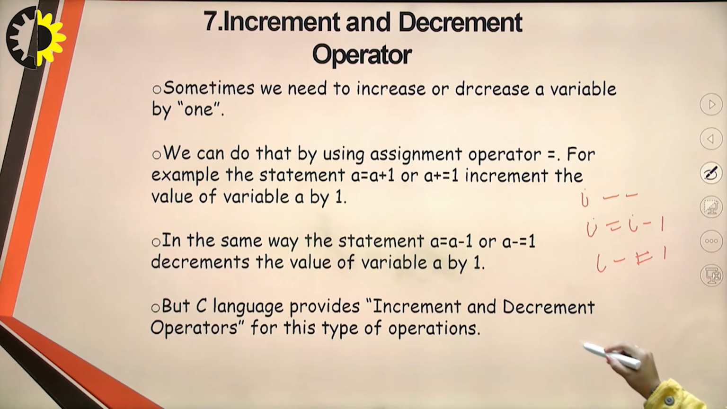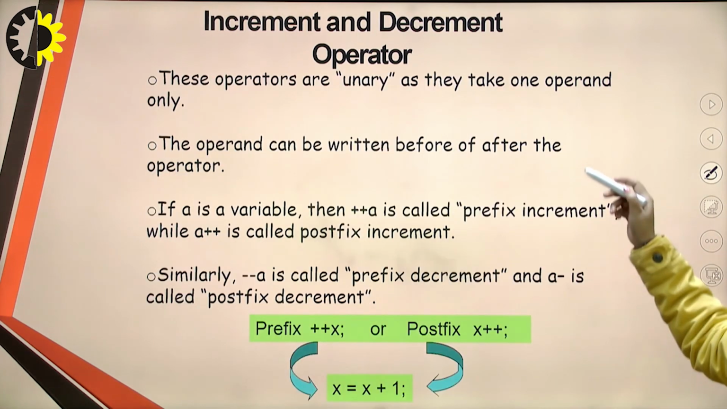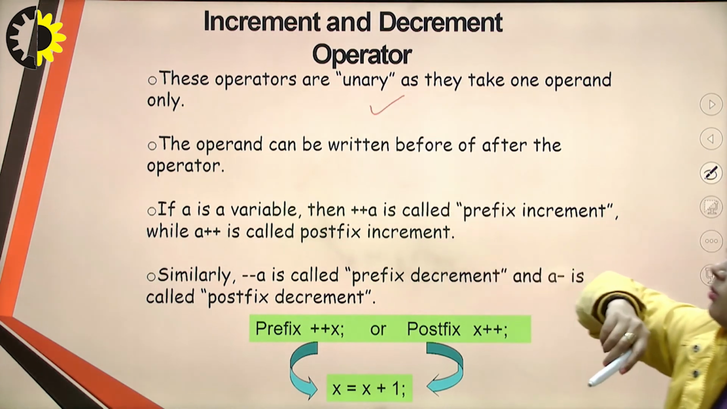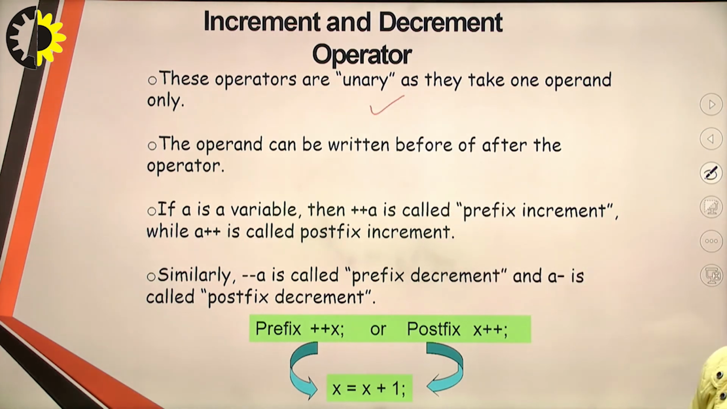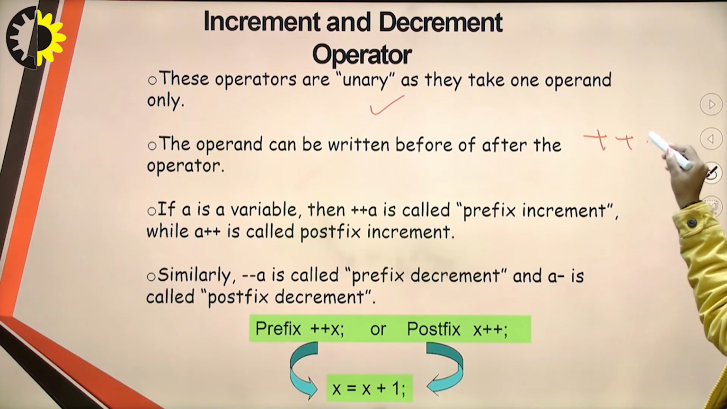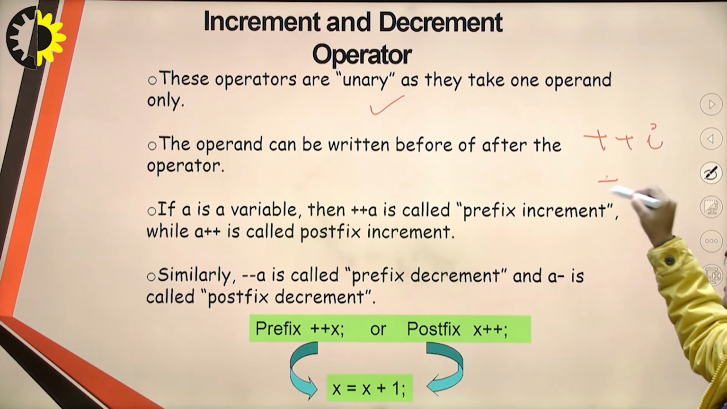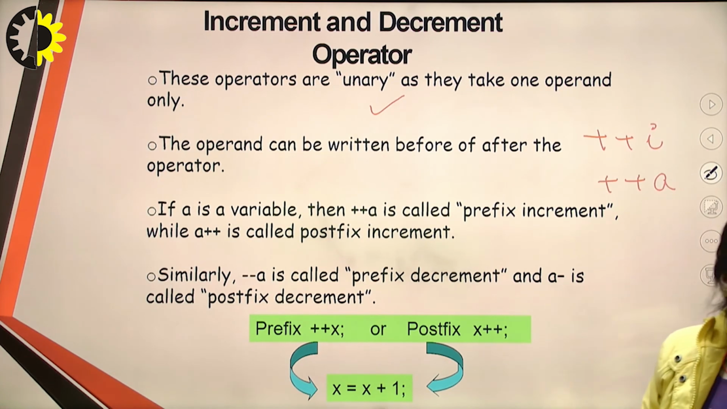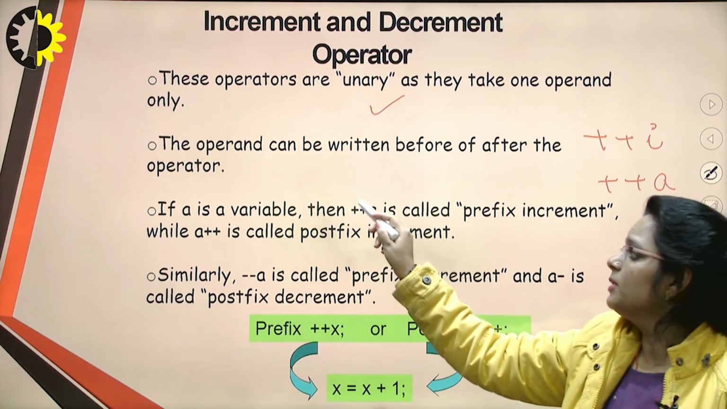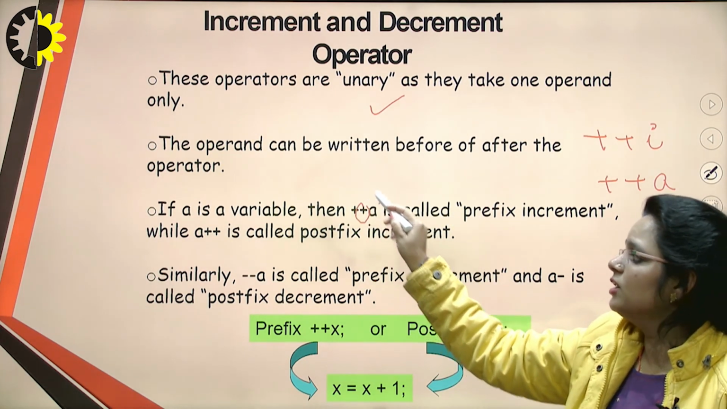So students, till here, let us take an example. I have already explained these operators, increment and decrement operators. They are unary operators, and the operand can be written before or after the operator. If we are writing plus plus i, or plus plus a, this is a prefix increment operator. Why prefix? Because the plus plus is applied in prior.